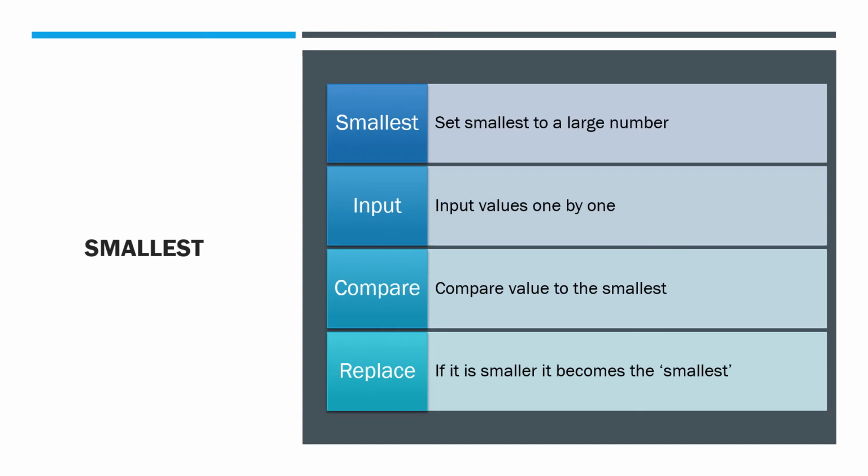To calculate the smallest, we do a very similar thing. We'd start by setting the smallest to a very large number, larger than any of the numbers that we're going to enter as we enter numbers one at a time. Inside the loop, we'll input the new values and we'll compare each one to the smallest. If it is smaller, it will become the new smallest value and we'll output the result at the end of the loop.